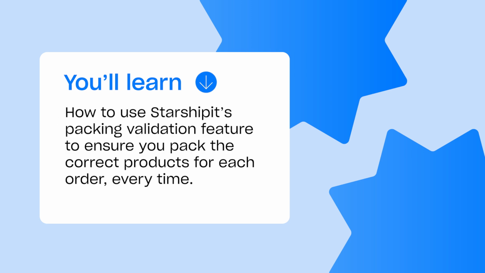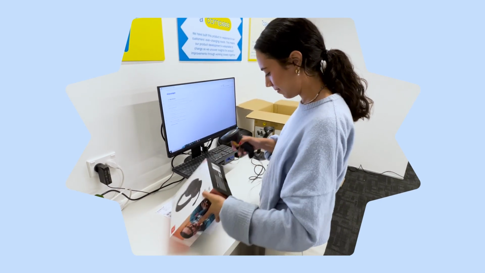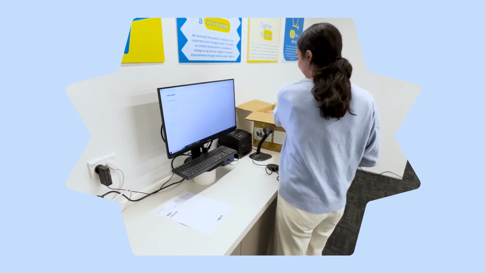In this video, you'll learn how to use Starshipit's packing validation feature to ensure you pack the correct products for each order every time. With packing validation, scan each product barcode to ensure the product belongs in the order before generating the label.